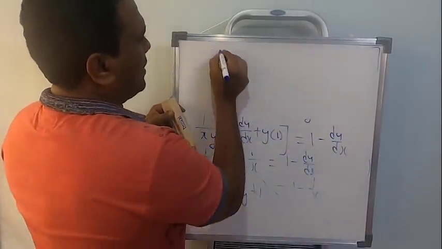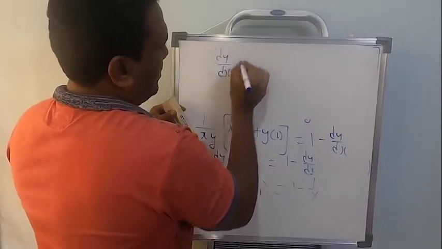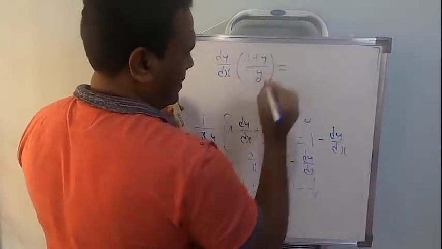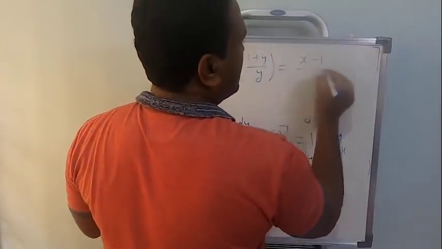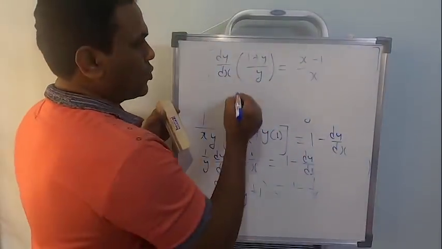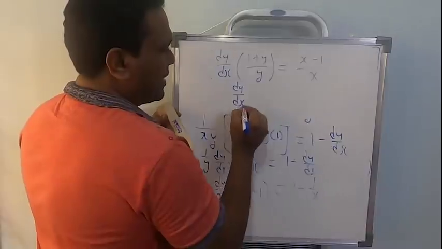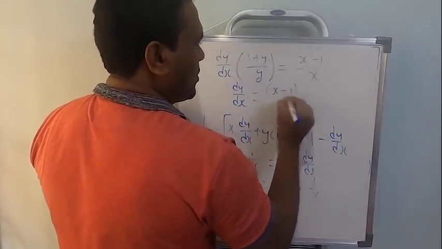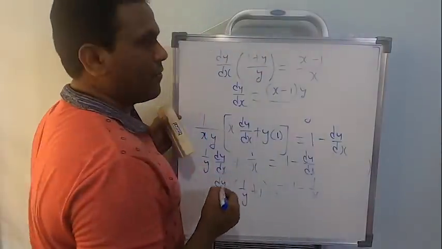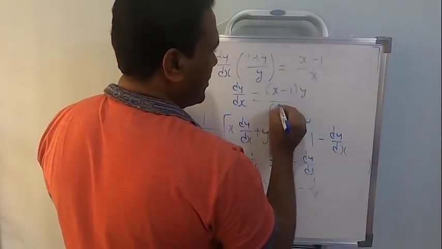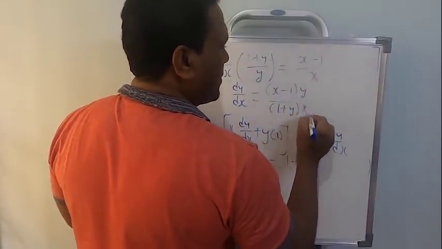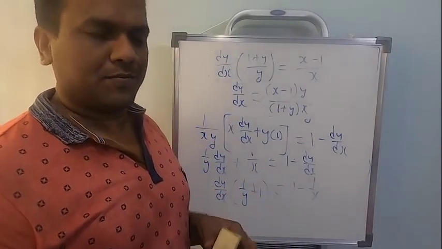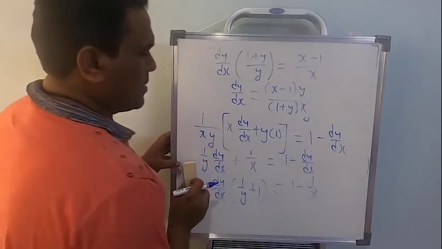Now let's take LCM on both sides to simplify it further. The left hand side on taking LCM, dy by dx multiplied by 1 plus y by y, and the right side x minus 1 by x. So the simplest form you can get is dy by dx equal to y will be shifted here, so x minus 1 multiplied by y, and 1 plus y will be shifted here, so 1 plus y multiplied by x. That's the simplest form where you can leave this problem. Let's move on to the next one, problem number 16.